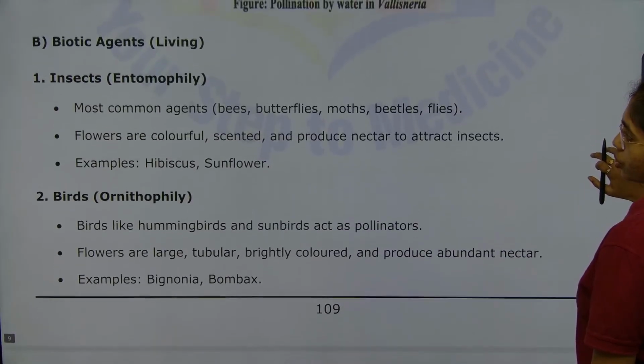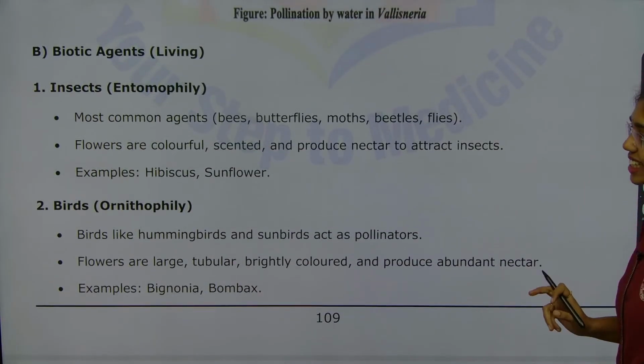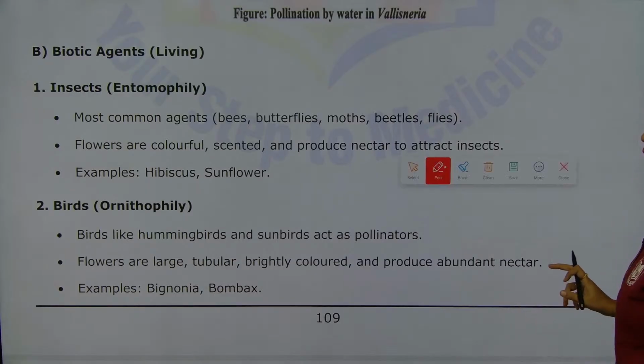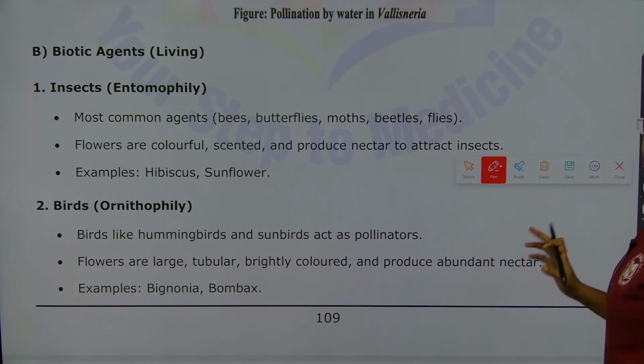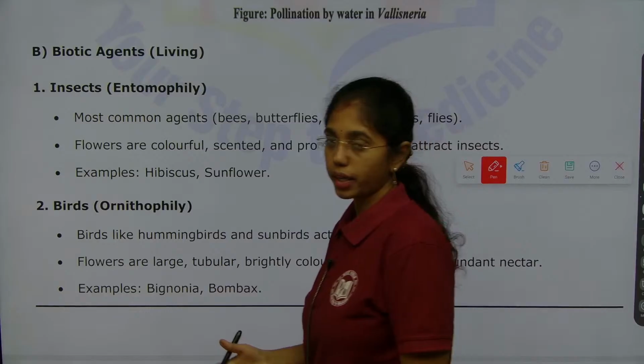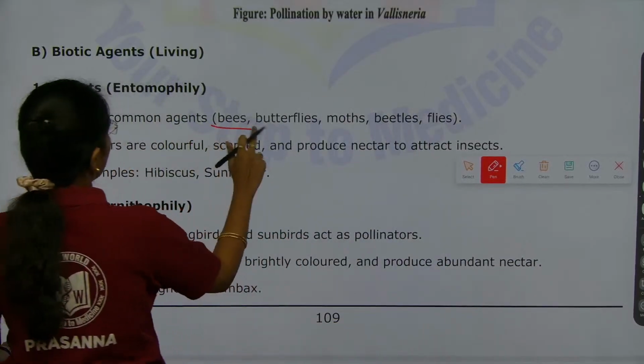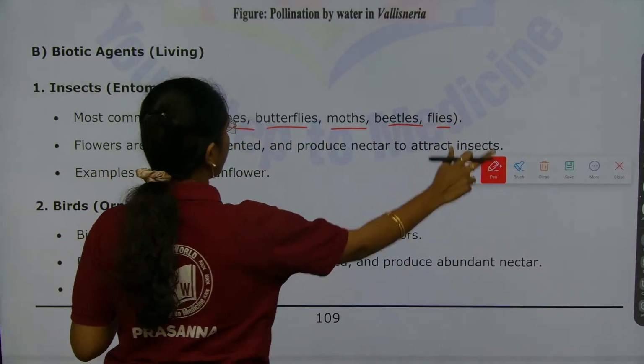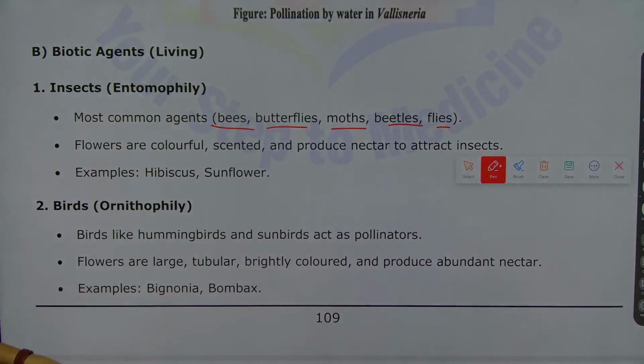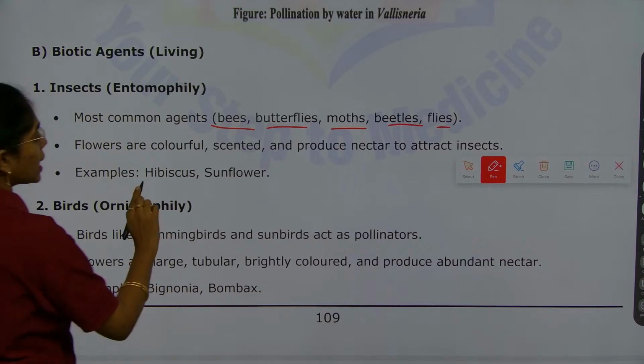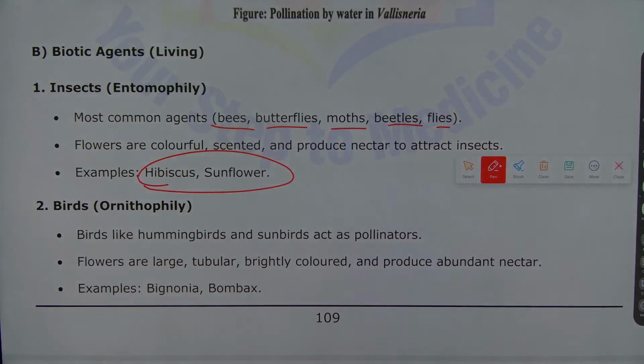Biotic agents include insects and birds. Insects, entomophily. The most common biotic pollinating agents are insects like bees, butterflies, moths, beetles and flies. Flowers are colorful here, they are scented and they produce nectar to attract insects. Examples include hibiscus and sunflower.